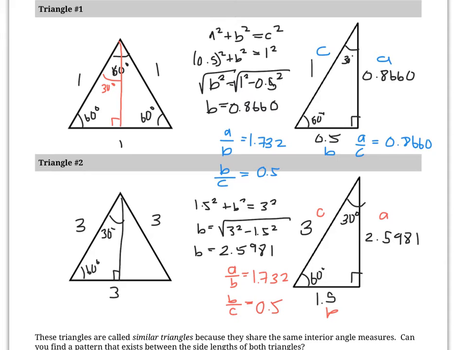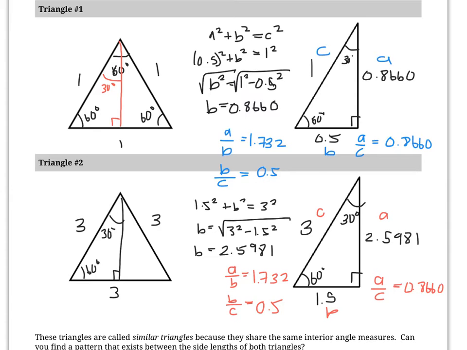And let's just try the last one, which is A over C. So it's going to be this ugly number divided by 3. And again, we get a matching ratio, 0.8660. So this is not a coincidence. When we take the ratio of two sides in this triangle, it's going to equal the same ratio if we do the same two sides in this triangle. And that's going to happen because we have the exact same angles in this right angle triangle.